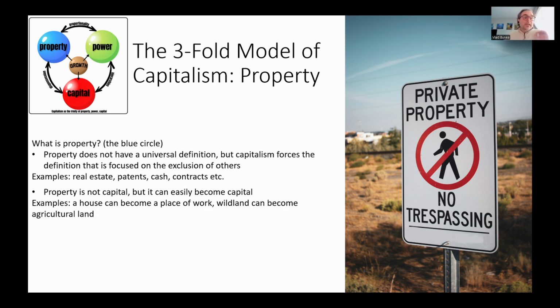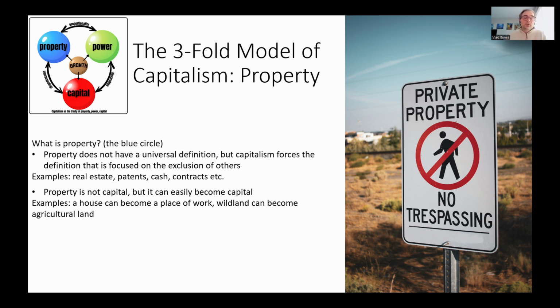Property at the same time is not capital, but it can easily become capital. This is a very important distinction because usually in orthodox theories, there's a confusion between property and capital. For example, a house can become a place of work, like it happened during COVID. If you suddenly have to work and produce from inside it, then it becomes capital. White land can become agricultural land also through legal mechanisms. So this is when property becomes capital, when it starts producing in the economy.